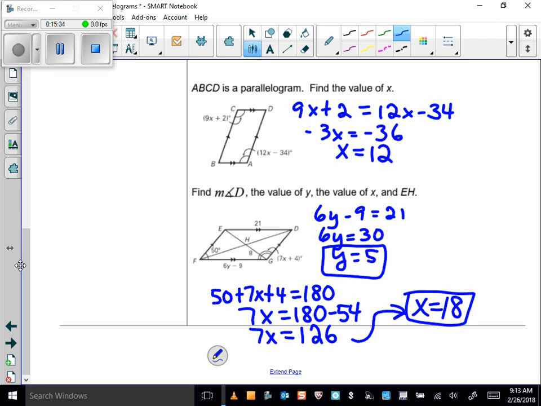The only confusing thing about this last one is I think you had to realize that this 50 degrees was for this entire angle here, and 7x plus 4 was for this entire angle here instead of just the little part that it looks like it's pointing at. So once you got that straight, you got it figured out, because you know if you got a parallelogram, consecutive angles are supplementary.